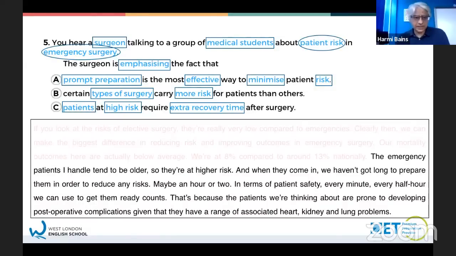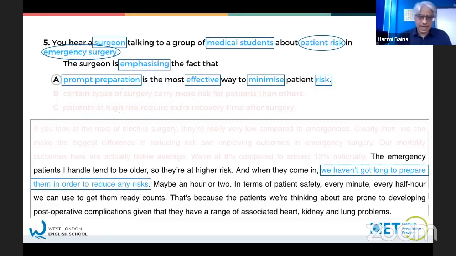Then the speaker says, the emergency patients I handle tend to be older, so they're at a higher risk. And when they come in, we haven't got long to prepare them in order to reduce any risks, maybe an hour or two. In terms of patient safety, every minute, every half hour we use to get them ready counts. That's because the patients we're thinking about are prone to developing post-operative complications, given that they have a range of associated heart, kidney, and lung problems.